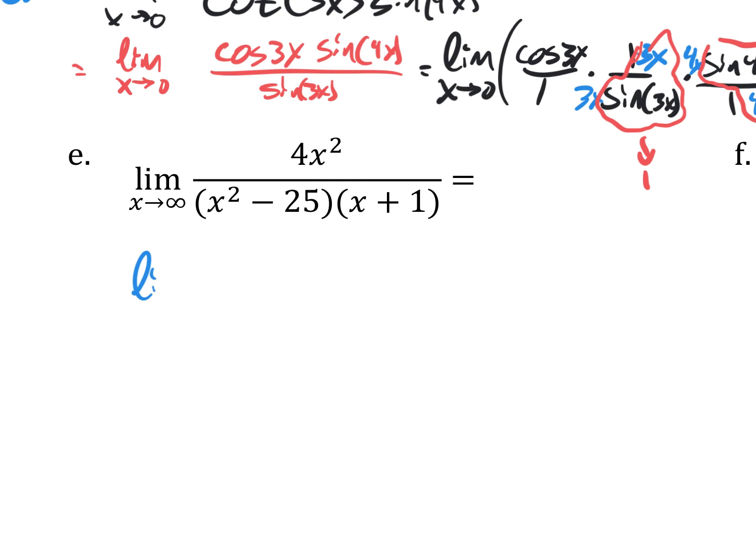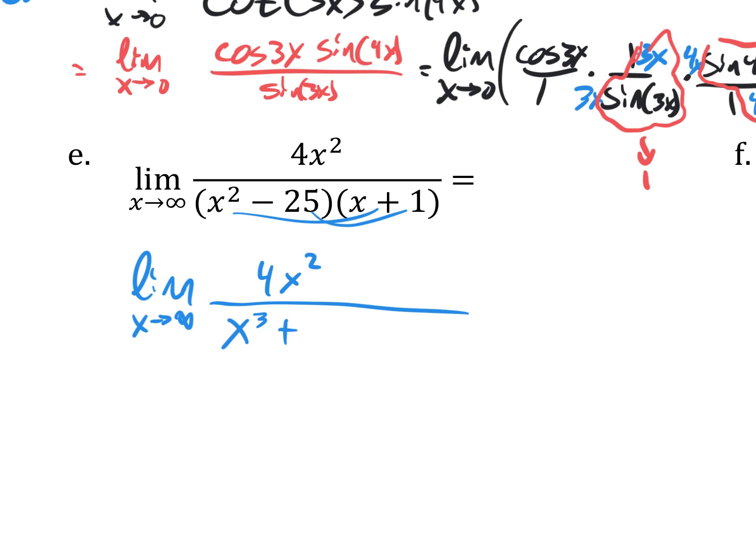Well, remember that the limit at infinity is only going to really matter about those leading coefficients in a rational function. If you were to multiply all this out, it would start with an x cubed, right? And then other stuff that we really don't care about. Because as we're going to infinity, all this other stuff cancels out, and then only the largest degree will remain. So this is equivalent to the limit as x goes to infinity of 4x squared over x cubed.